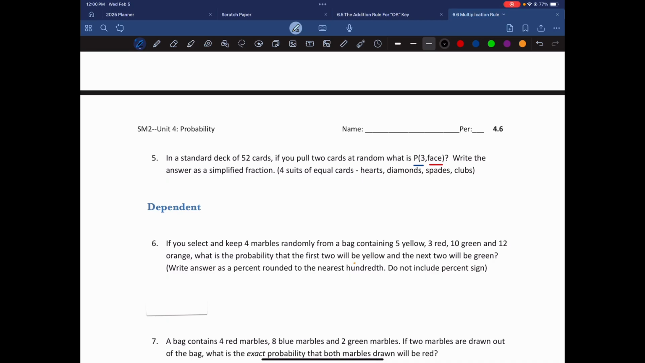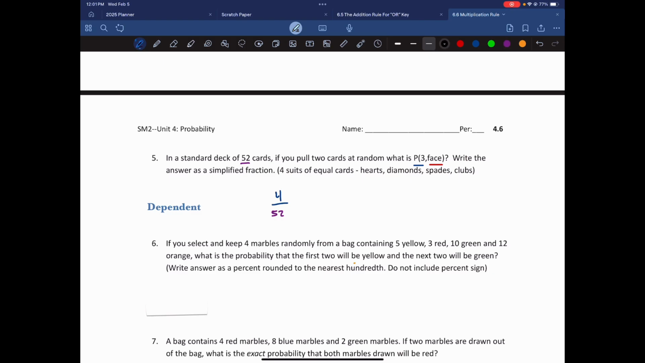So let's look at our probability of pulling a 3. How many 3s are there in a deck of cards? Well, just from experience, I know that there are 4 3s in a deck. Another way you can think about that is there's 1 3 per suit, and we have 4 suits, so 1 times 4 is 4, right? And I've got 52 total cards, says right here.